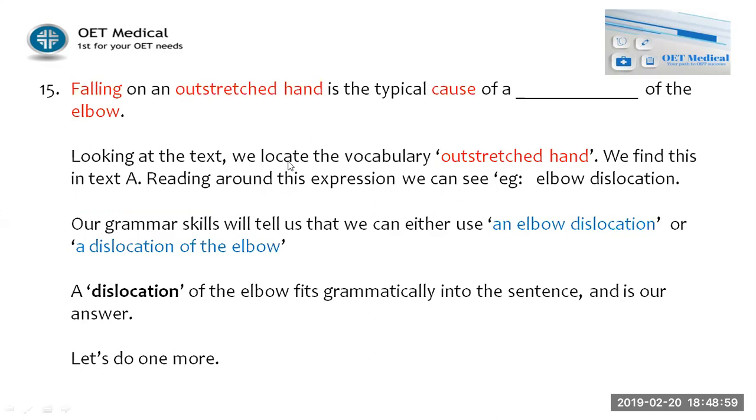So looking at the text, we locate the vocabulary outstretched hand. There's our outstretched hand. We find this in text A. Reading around this expression, we can see, for example, elbow dislocation. A dislocation of the elbow is also an elbow dislocation. As we can see here, an elbow dislocation or a dislocation of the elbow. So your word that fits in here will be dislocation.